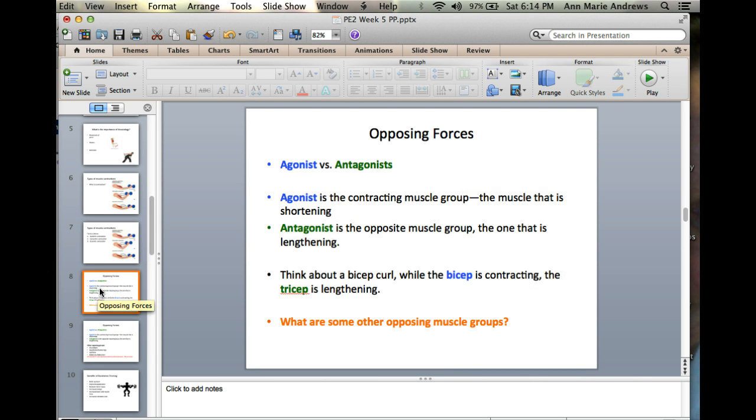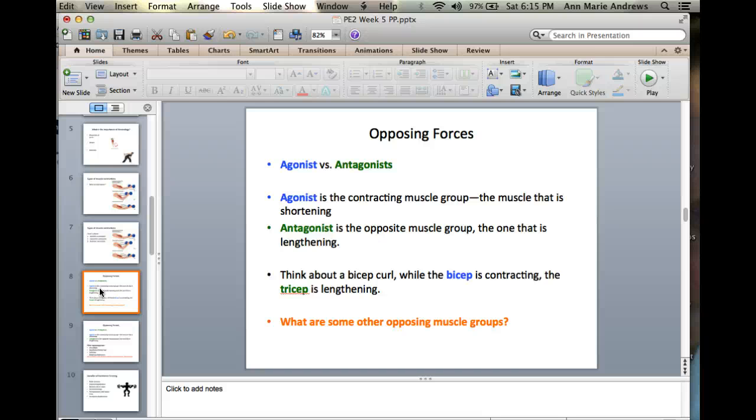Okay, and we've also talked about this. Agonist versus antagonist. Opposing forces, right? So agonist is the contracting muscle group. So that's the muscle that's shortening. Bicep curl, bicep. Antagonist is the opposite muscle group, the one that's lengthening. So think about the bicep curl, the muscle's contracting, but what's happening to the tricep, which is the opposing, the antagonist? It's lengthening. Same as if the quadricep is contracting, the hamstring is lengthening, okay?